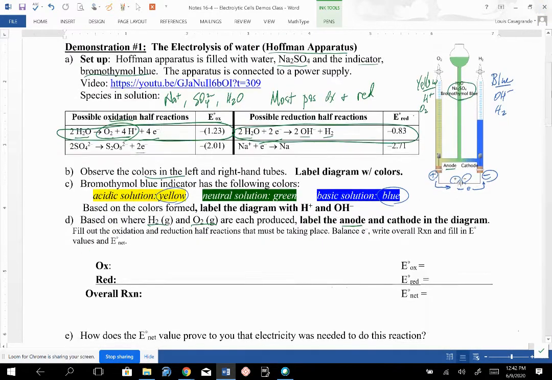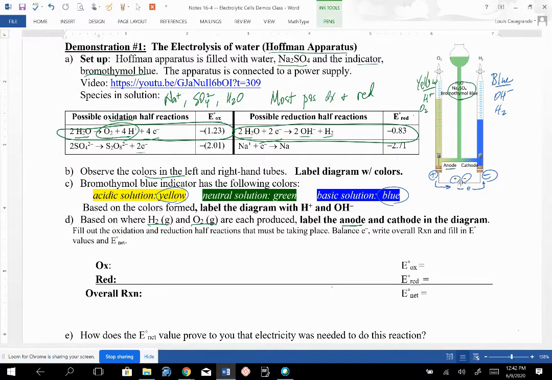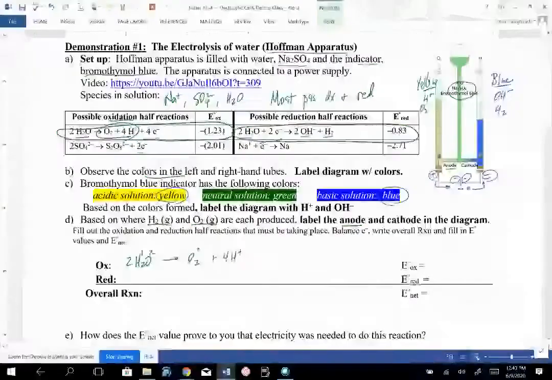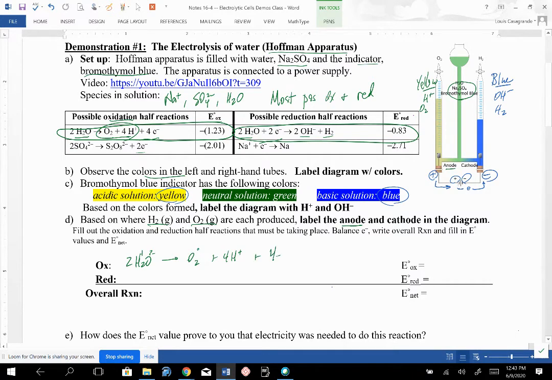Now let's put together our reaction. The oxidation, as we said, we've got our 2H2O, and that's being oxidized to oxygen. What's being oxidized is the O. The oxygen is going from a -2 to a 0. Oxygen gas plus 4H plus. There's no oxidation taking place there. The H is going from 1 plus to 1 plus, and we have 4 electrons, and the E naught for that oxidation is -1.23 volts.